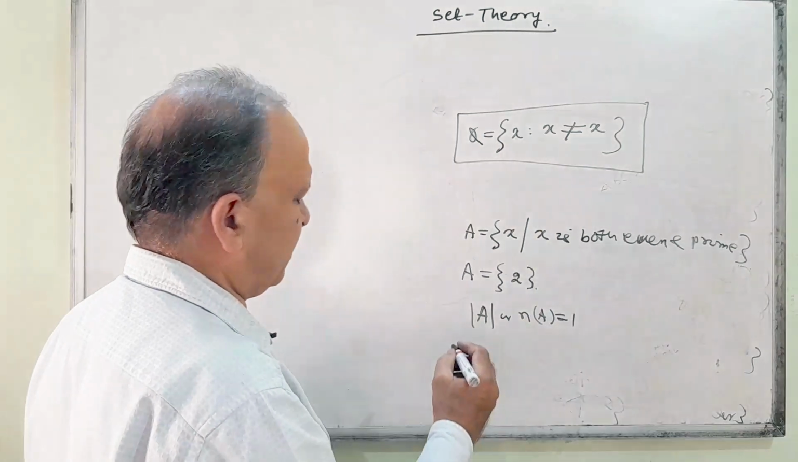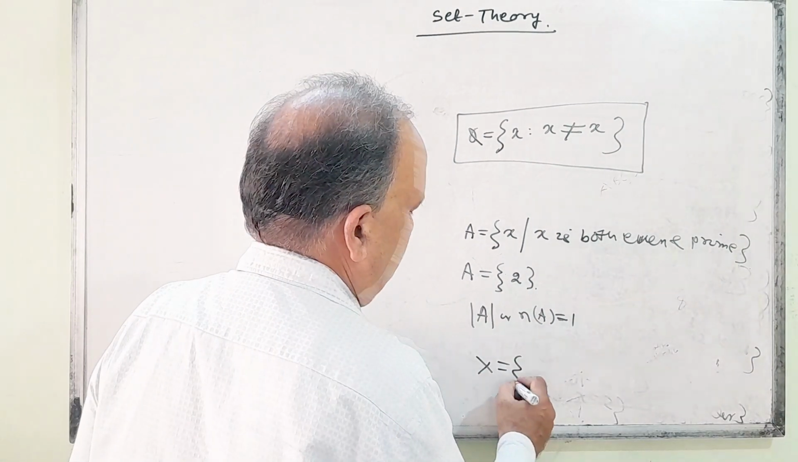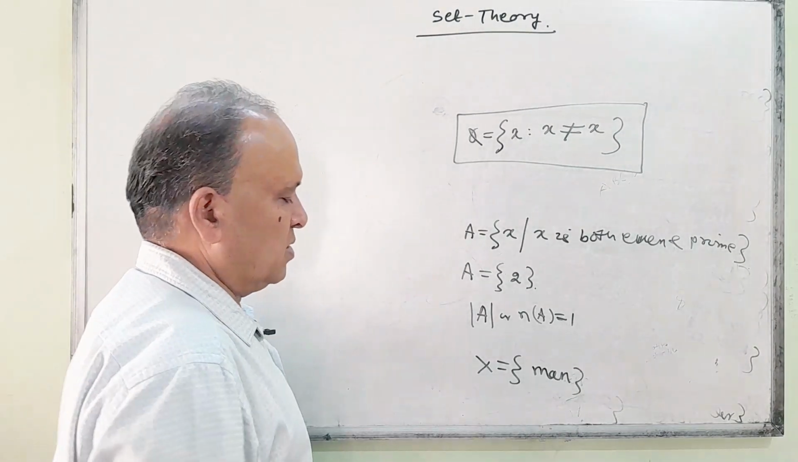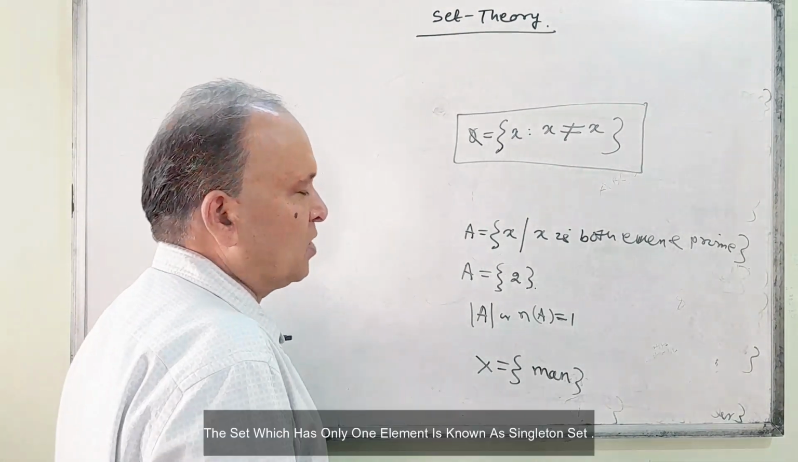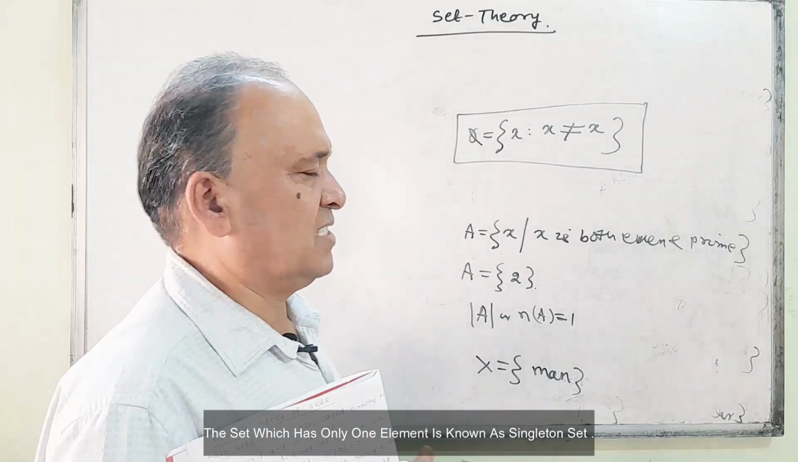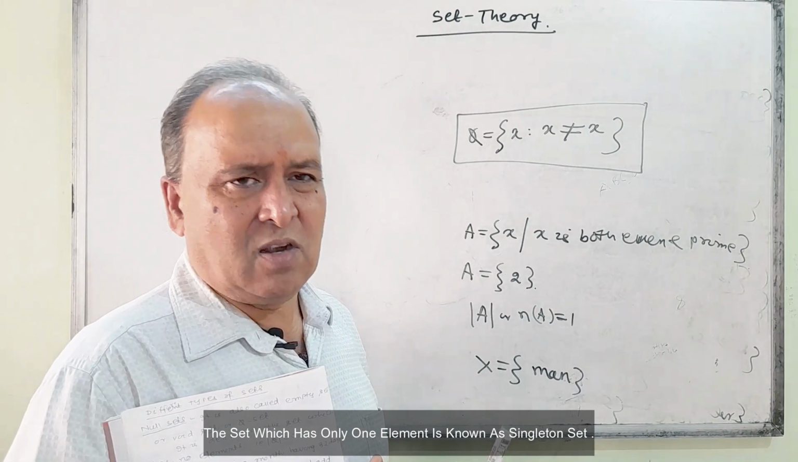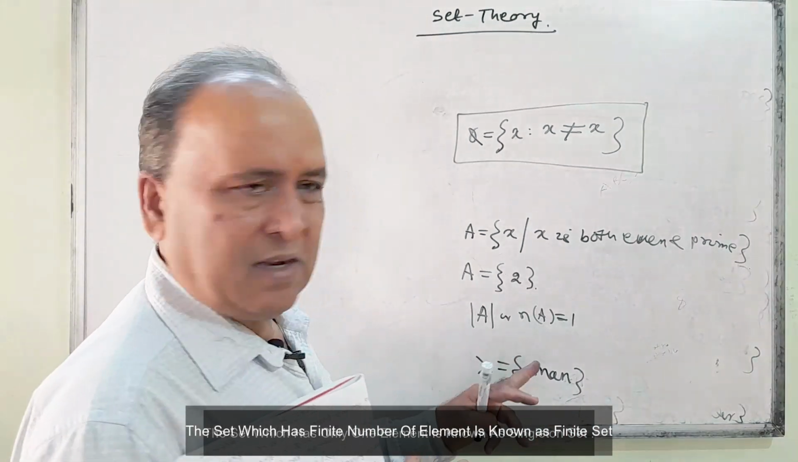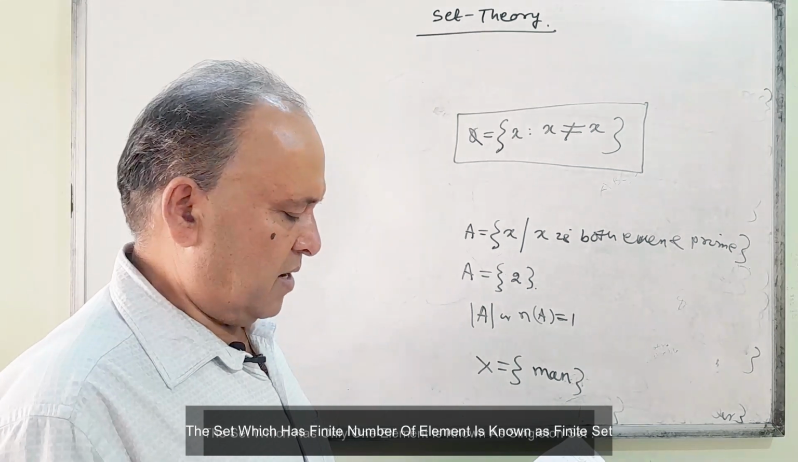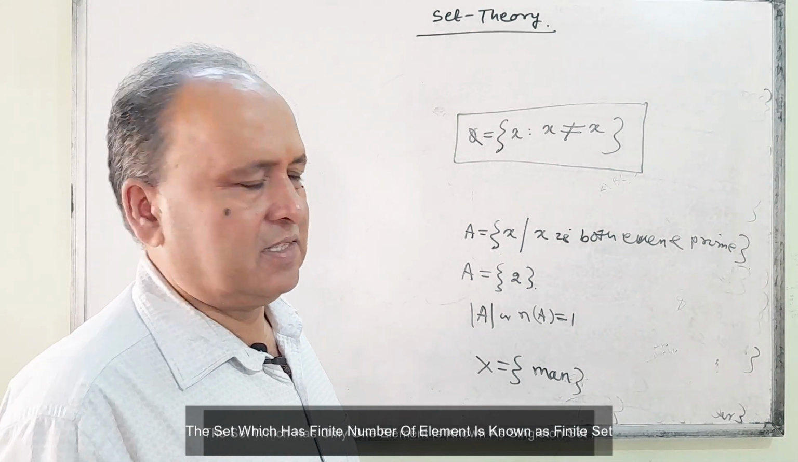You can also give an example like x is equal to, so that man. Suppose you write like this. It is one element, that is the man. So it is also a singleton set. The set which has only one element is called a singleton set. Similarly, if it has two elements, it is called a doubleton set.